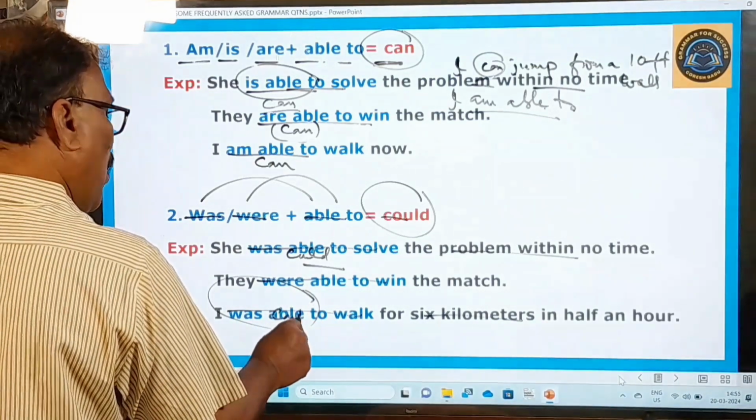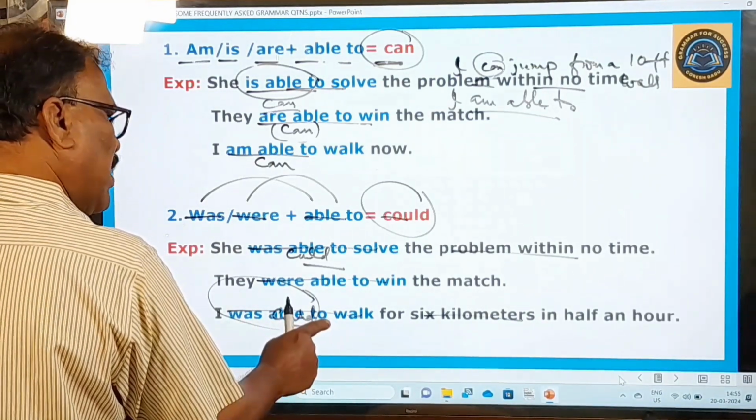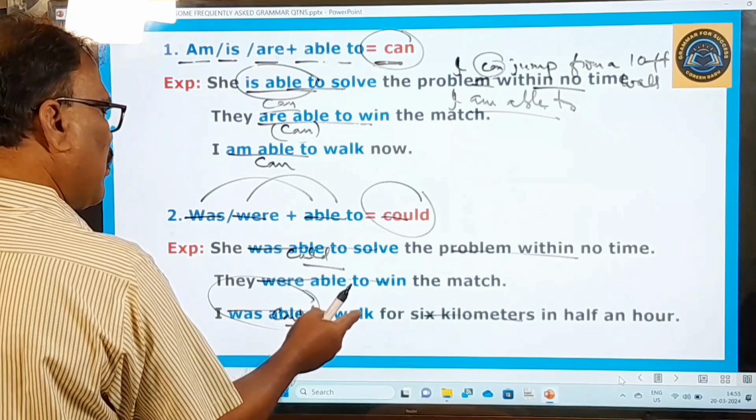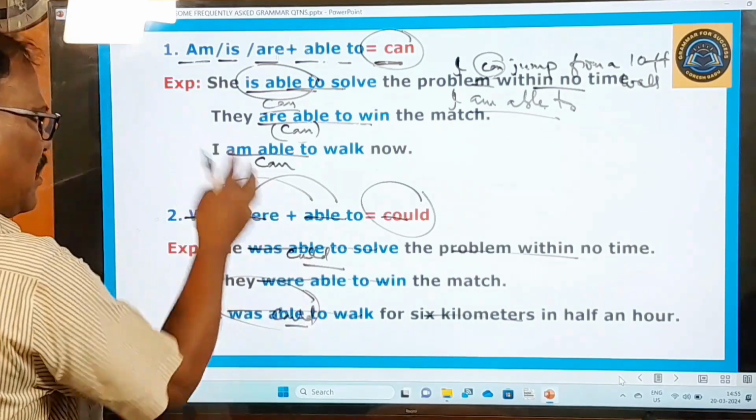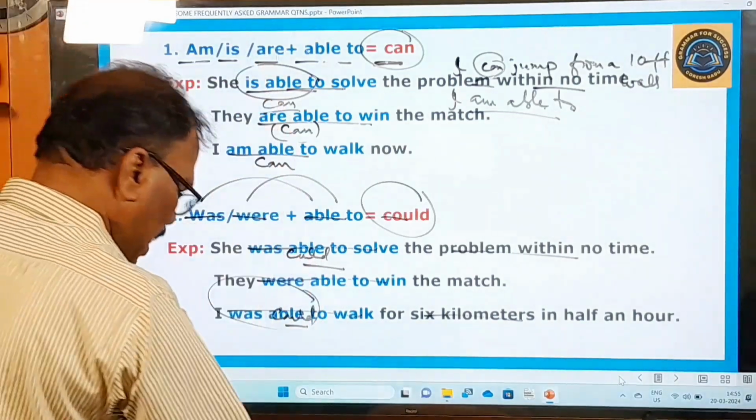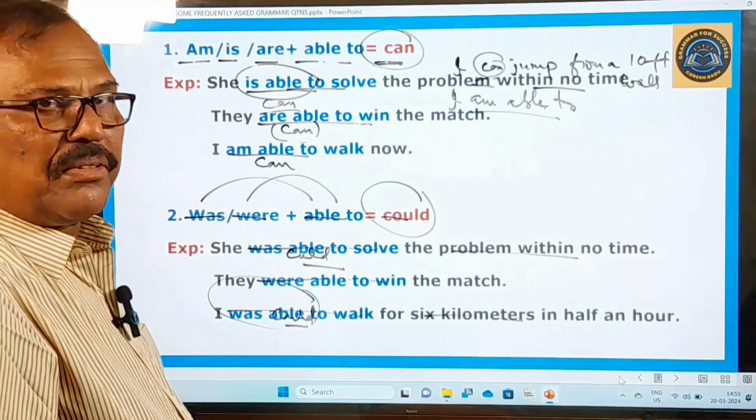That means I could walk. I could walk also, you can say. I was able to walk also, you can say. Right? There's no difference. That's why please keep this point in your mind. And let's now move on to learn other things.